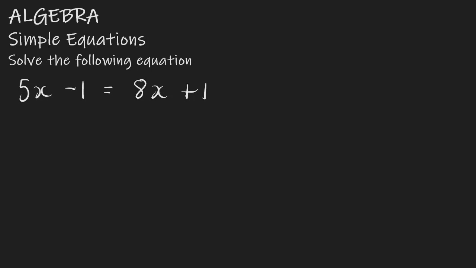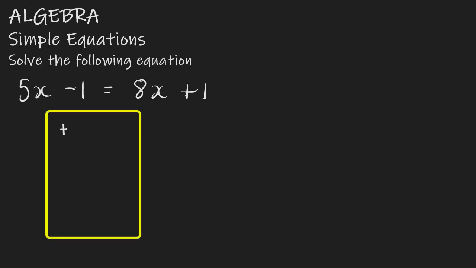It is important to note that when a term moves across the equal sign, the operation of the term is reversed. So, positive becomes negative, negative becomes positive, multiplication becomes division, and division becomes multiplication.